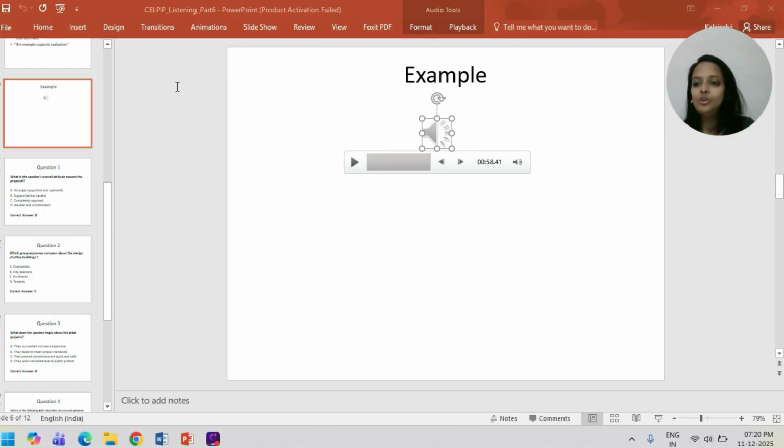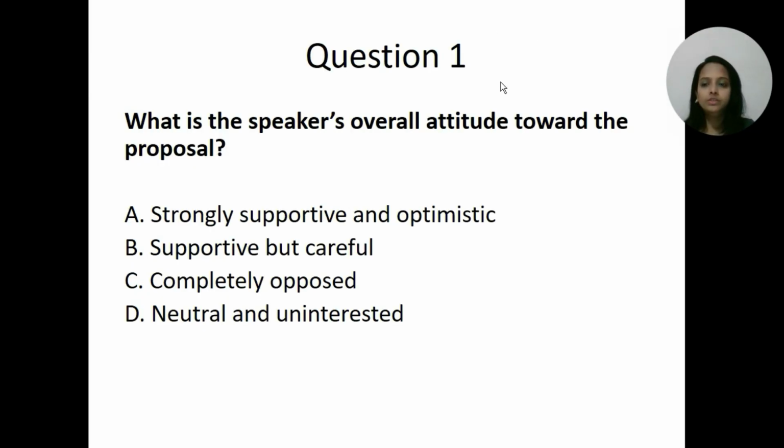Got it? So let's move on to the questions here. So here is the first question. What is the speaker's overall attitude toward the proposal? Strongly supportive and optimistic, supportive but careful, completely opposed, neutral and uninterested.